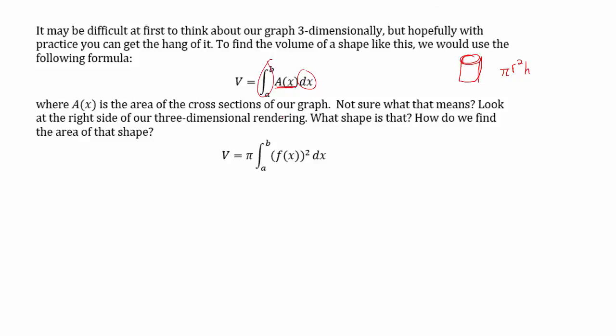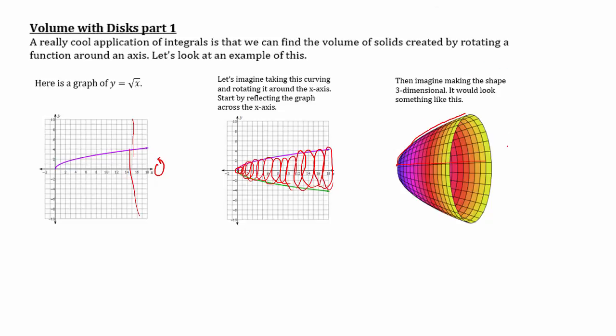But A of x is going to have to be some function, and it has to do with how we find the area of what's on our graph. So if we look back at this and we look at this side here and think about cutting off the edge of this, what shape would the cross section be? A cross section is where you cut something and look at what it would be in a place that you normally don't see.